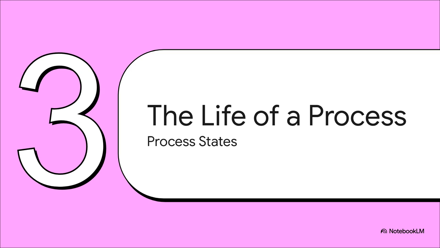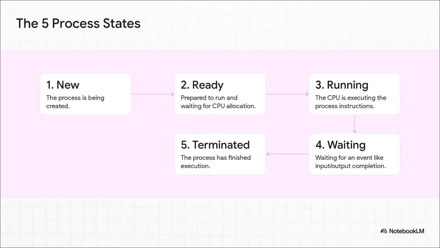Now, a process isn't just on or off. Just like a real dish in a restaurant, it has a whole life cycle. It goes through a few different stages, from the moment the chef pulls out the recipe book all the way until the dish is served. So every process goes through these 5 stages. It starts as new. That's you clicking the icon and the chef saying, okay, let's make this. Then it moves to ready. Here, all the ingredients are chopped and ready to go. It's just waiting for a free burner on the stove.